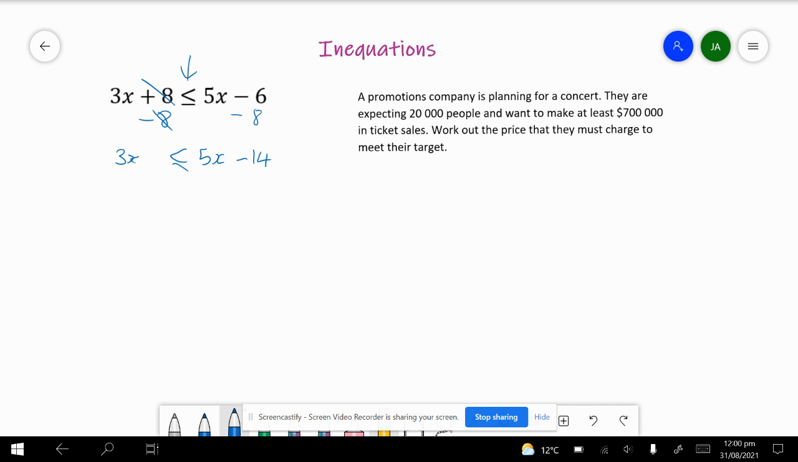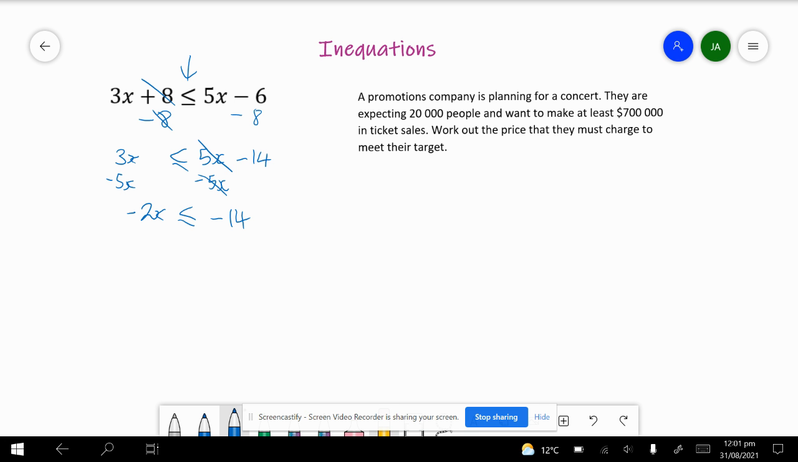So we're going to get the 5x over to the left-hand side. So we're going to subtract 5x from both sides. So 3x minus 5x is negative 2x. That disappears and we're left with negative 14.